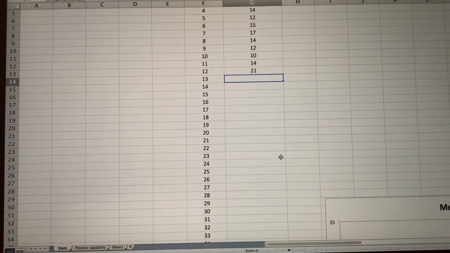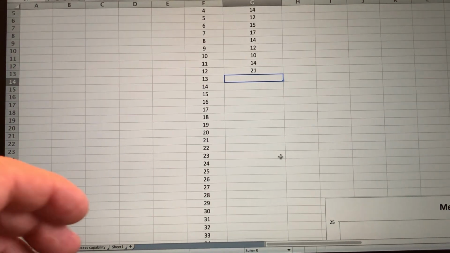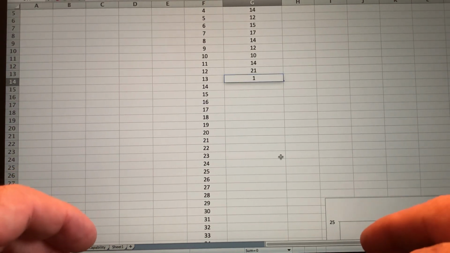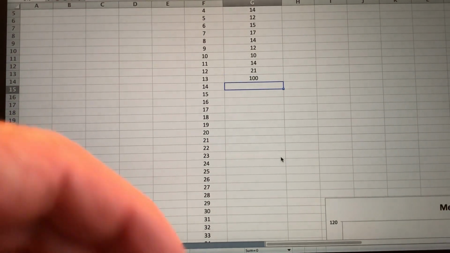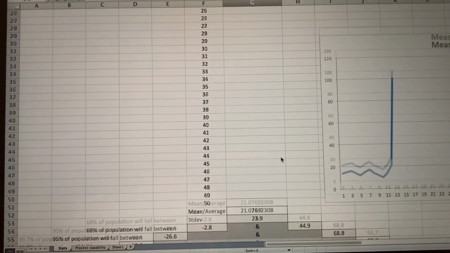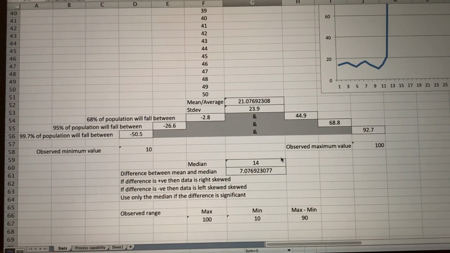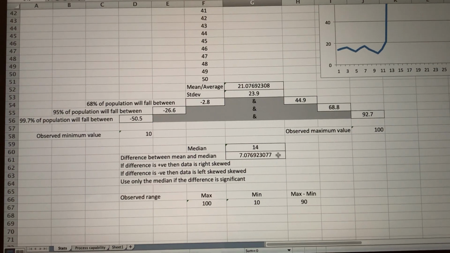So if I do something like I'll add a number of 100, and you will see now that the difference between the mean and the median has, just by adding that one number, gone from 0.5 to 7 units. So if the data is not normally distributed, then we would focus on the median, the middle of the data set. So where is it centered? We would use the median.